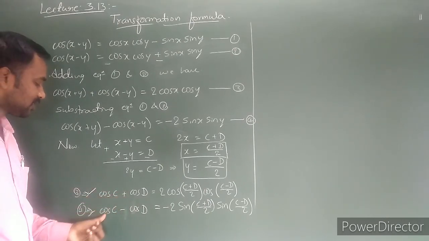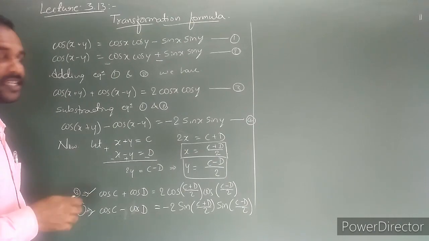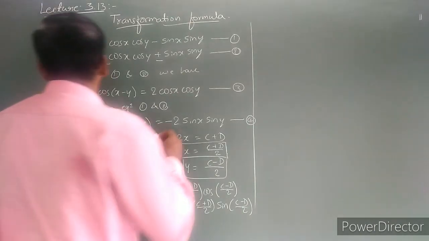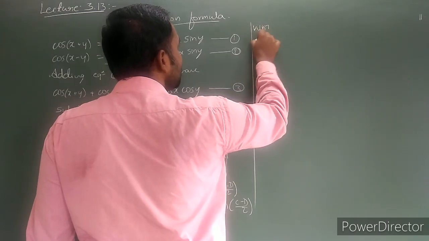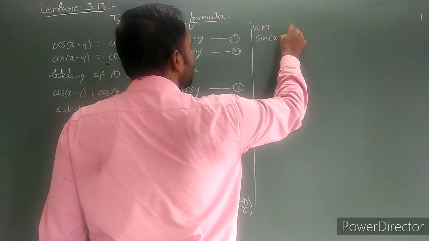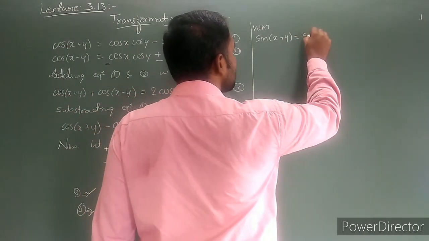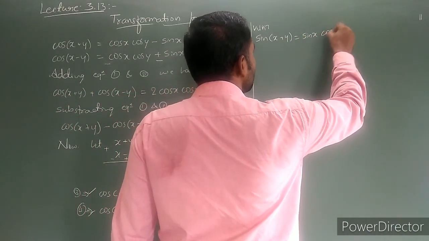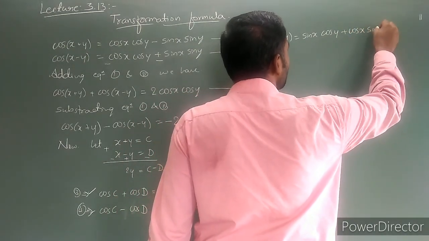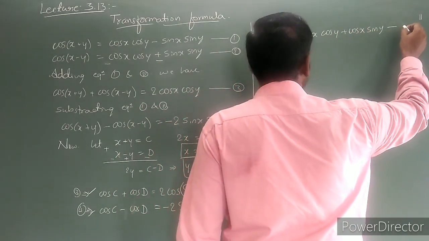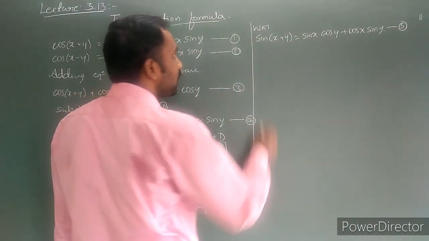Here we have cos C plus cos B and cos C minus cos B. Similarly, sin C plus sin B and sin C minus sin B. What do we get? We know that sin of x plus y is equal to sin x cos y plus cos x sin y. Call this equation number 5. Here 1, 2, 3, 4 is over, now 5.